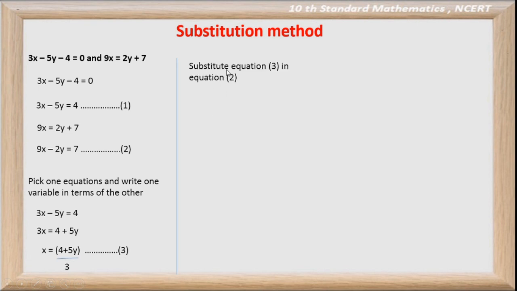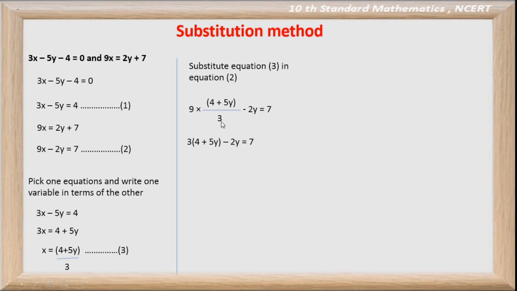Now substitute equation 3 in equation 2. Which is equation number 2? 9x minus 2y equal to 7. This is equation 2. In this, I'm going to substitute the value of x in this place. So 9 into x is 4 plus 5y by 3, minus 2y equal 7.